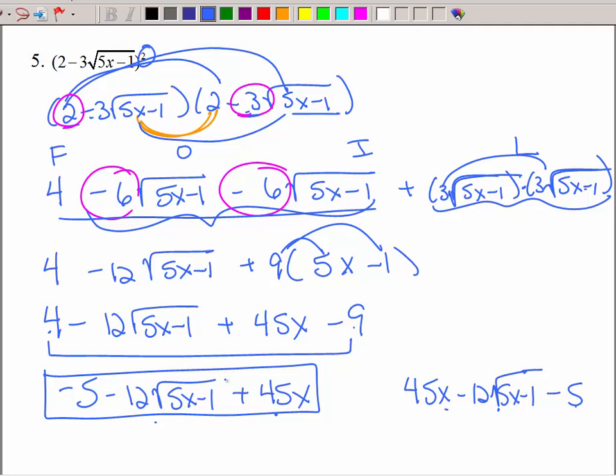But the key thing is if you have something squared, write it out twice. Those middle terms are always going to be alike, and you can combine them. And then remember, a square root times the square root cancels out the square root, and you just have what's underneath. One step at a time, you're going to do great.